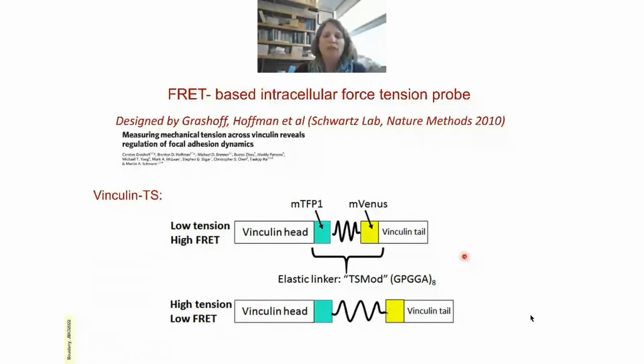the flagelliform silk protein. And it's basically an elastic linker, which is inserted between two fluorophores here, mTFP1 (M teal fluorescent protein 1) and mVenus, a variant of YFP. And this fluorescent protein pair is going to act as a FRET sensor.